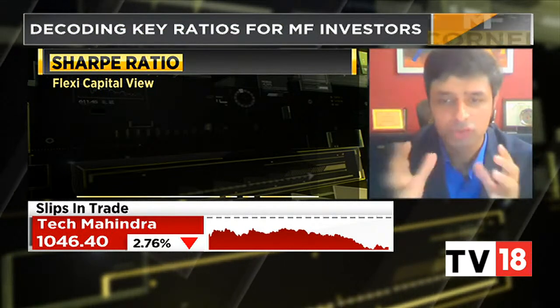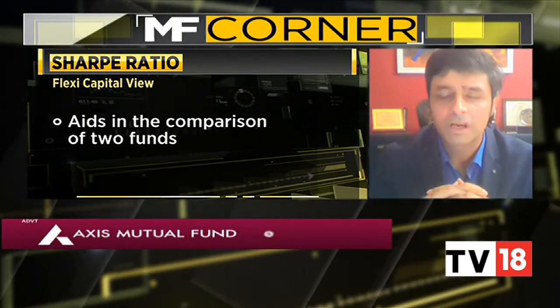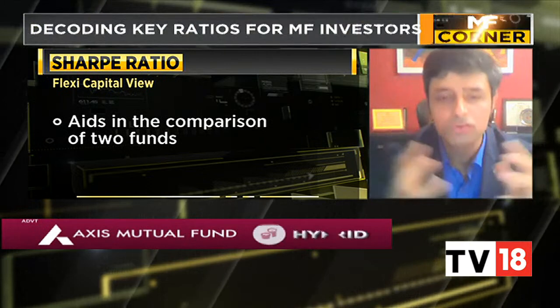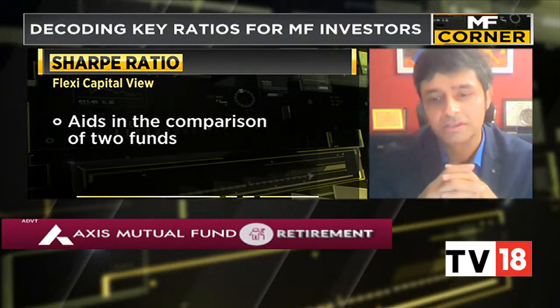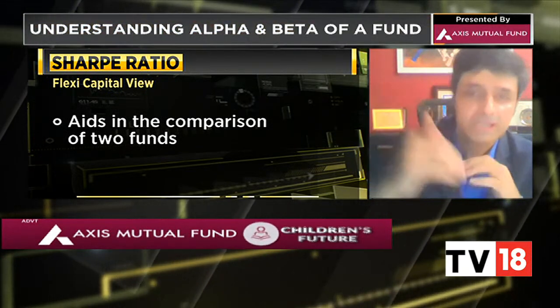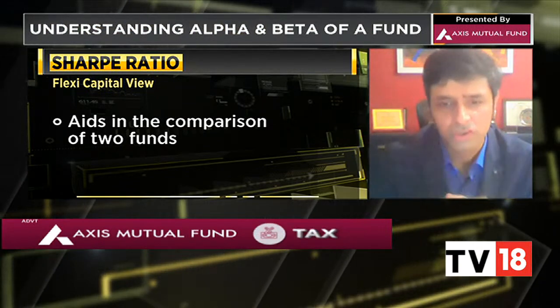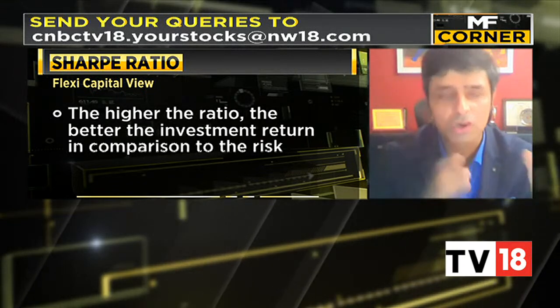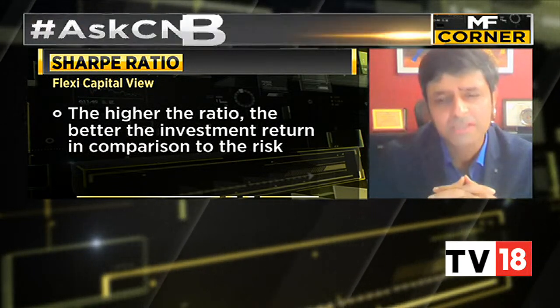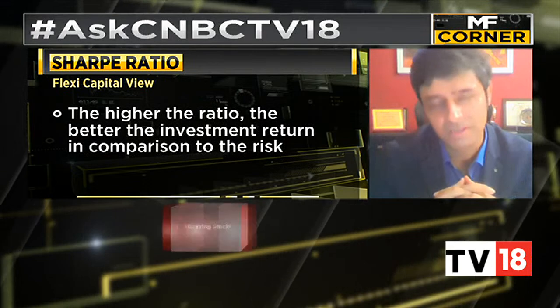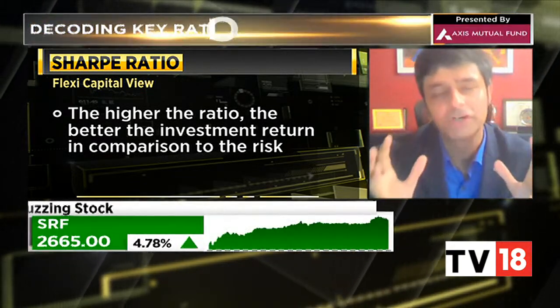Again, you can use two funds to compare. It obviously helps you to understand if it is able to generate returns higher than the risk-free rate. And the higher the ratio, the better the investment return in comparison to the risk. So a higher Sharpe ratio indicates a better risk-adjusted return, Sumera. And that's how you use both the metrics.